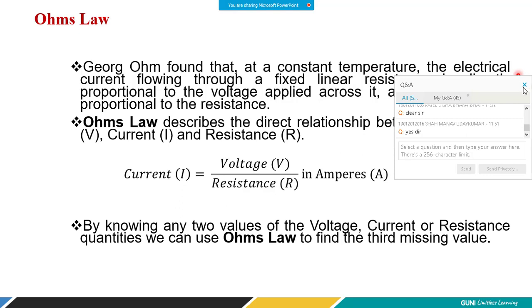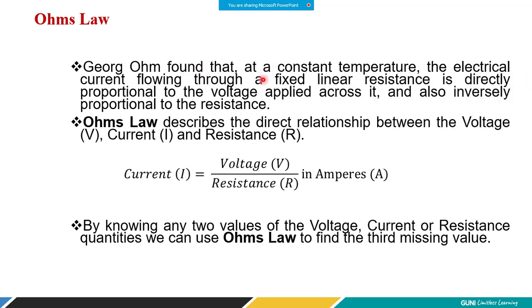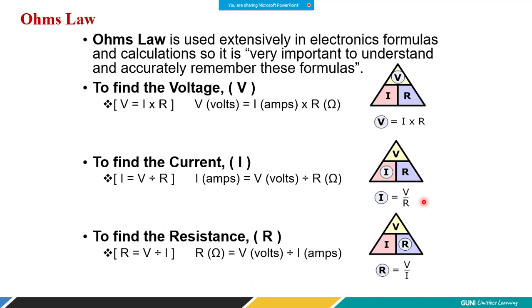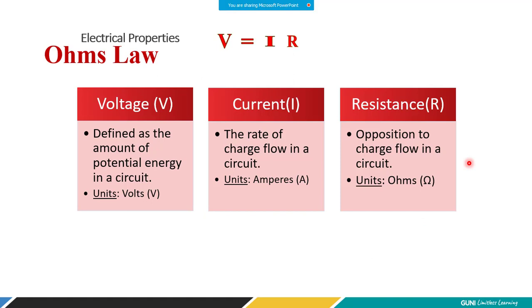So this is what you mean by Ohm's law. This is the formula that you should remember. By knowing any two values of the voltage, current, or resistance quantities, we can use Ohm's law to find the third missing value. That I already said, right? Very useful. You already know the usage. V is equal to IR, I is equal to V upon R, and R is equal to V upon I. So you can apply it in any way, right? This is a very important thing that you should know.